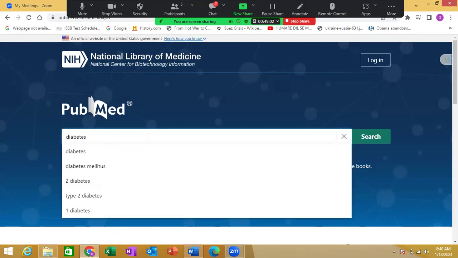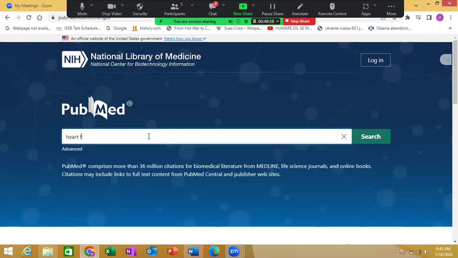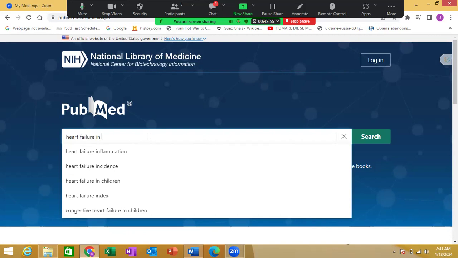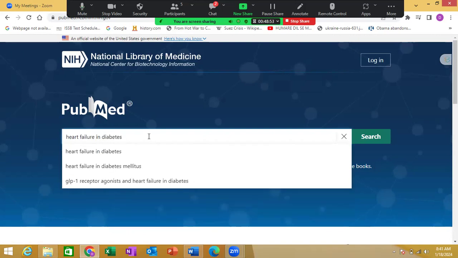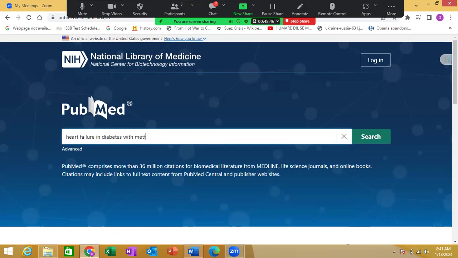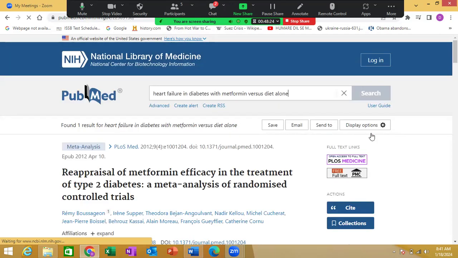like you can write about heart failure in diabetes with metformin versus diet alone. If you are searching our PICO for outcomes of heart failure in patients with diabetes, those taking metformin versus those taking diet alone. For example, we are searching a simple phrase here. See, it is giving us just one result.